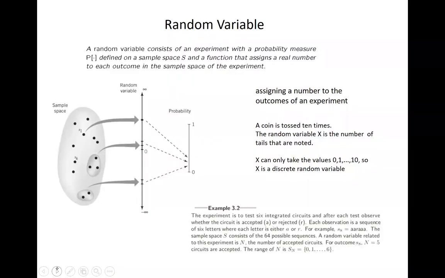Okay, a random variable consists of an experiment, so we have an experiment, and we have a probability measure regarding this experiment. So we got a sample space, and then we define a function that assigns a real number to each outcome of this sample space.